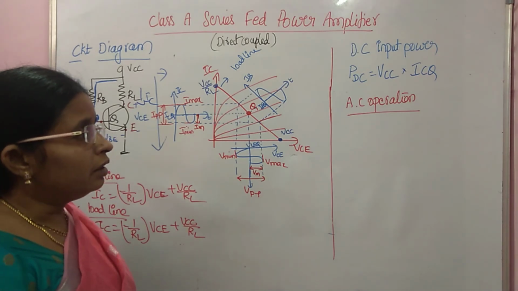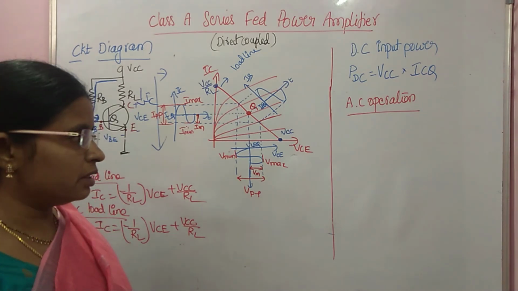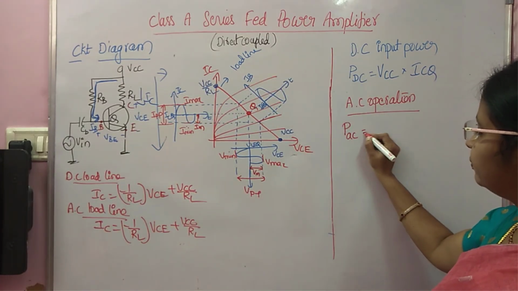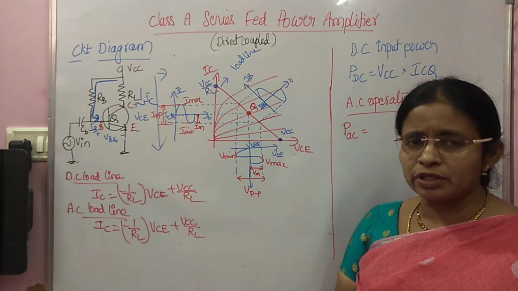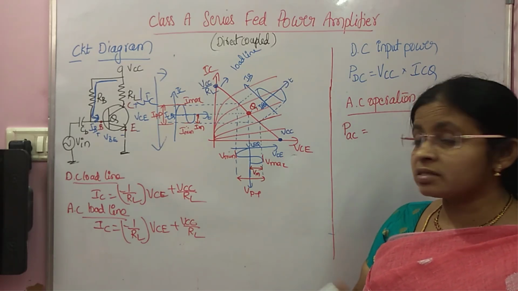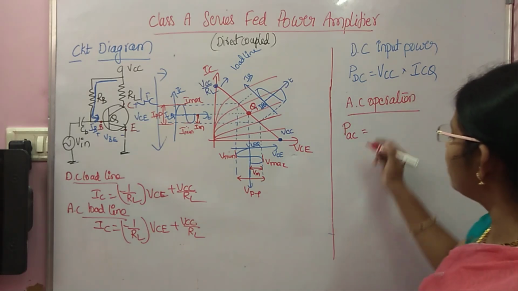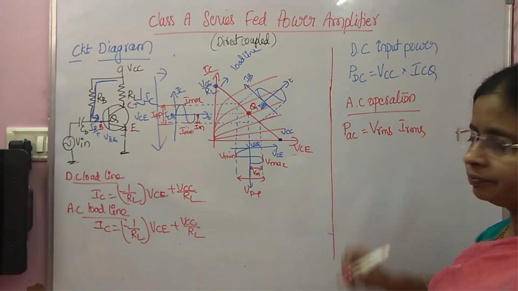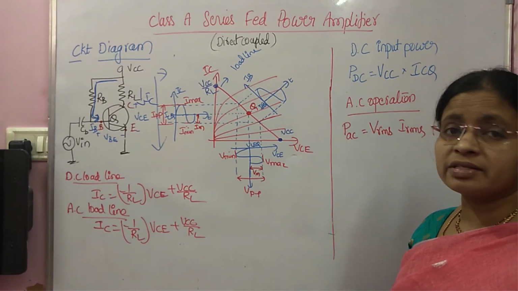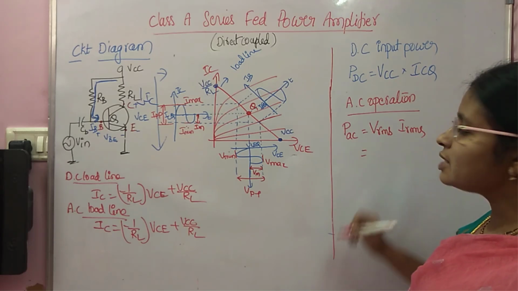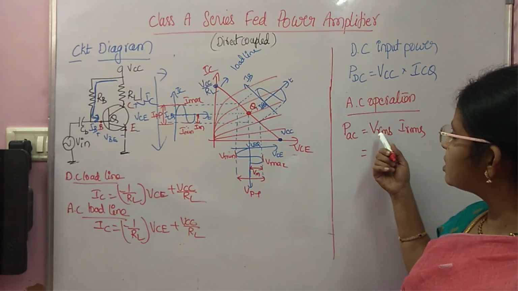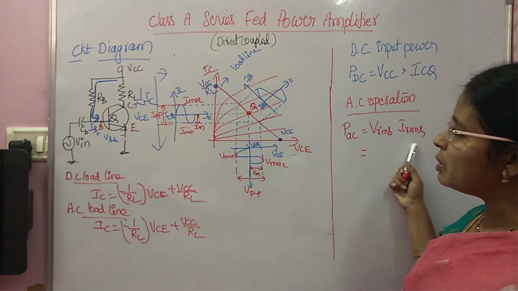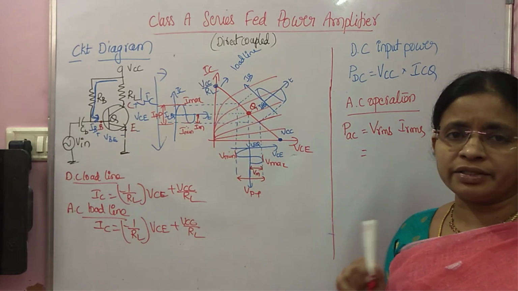Now we'll move to the AC output power concept, coming to PAC. Here also the power is voltage into current, but this is the AC output signal, so you have to go for VRMS into IRMS, as the output signal is an AC signal. This VRMS is the RMS value of the output voltage, and IRMS is the RMS value of the output current.